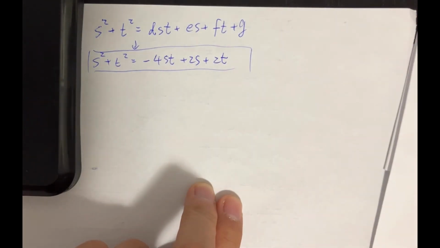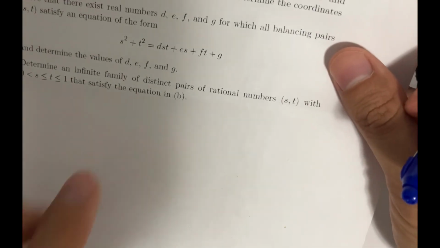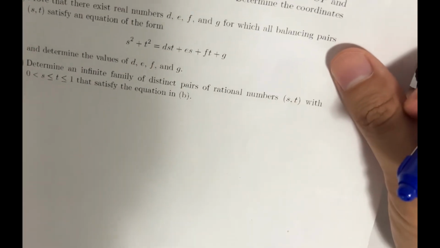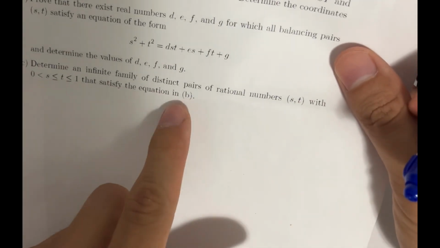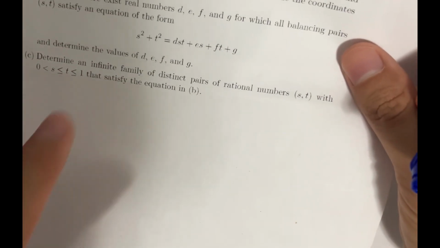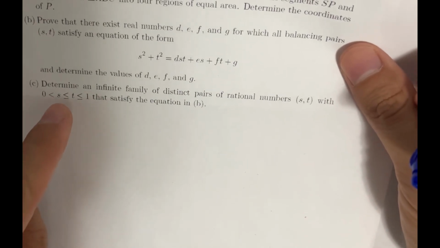And we have to determine an infinite family of basically infinite numbers. We have to prove that there exist infinite numbers of s and t that satisfy the equation in B, and we've got this restriction. But I can tell you that this restriction is not a great deal. It's not the hardest part.